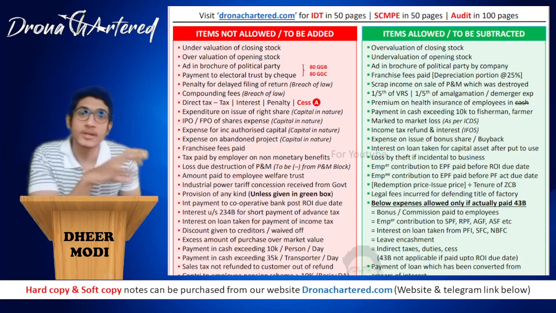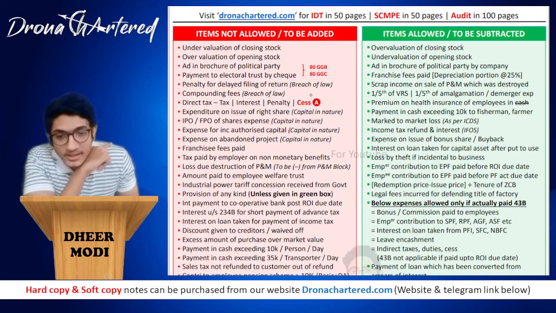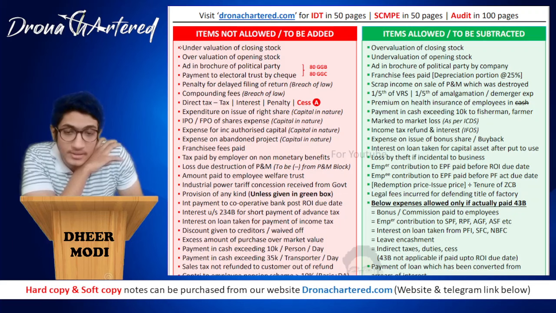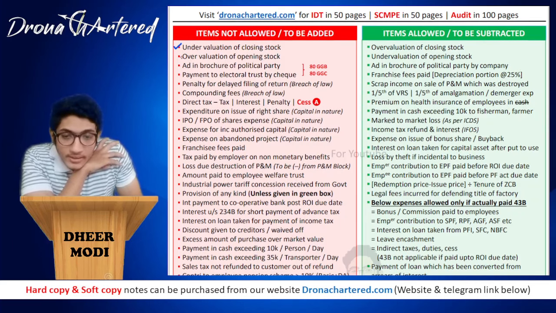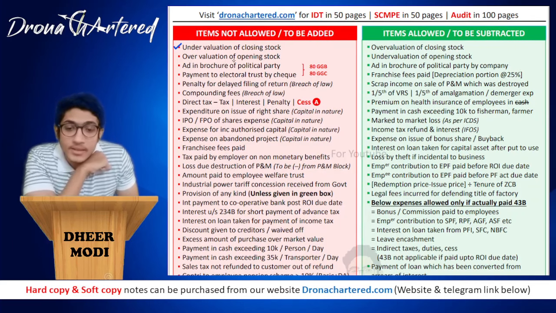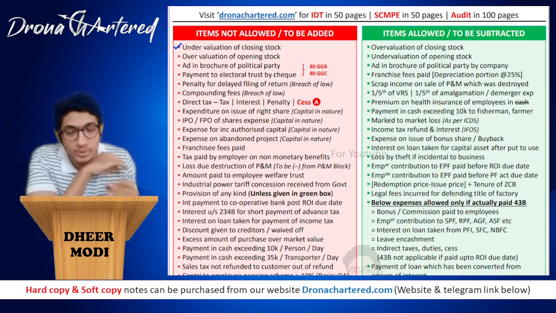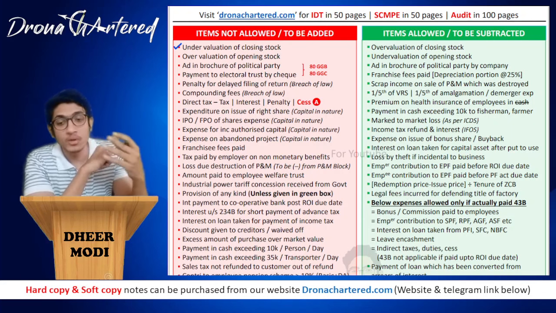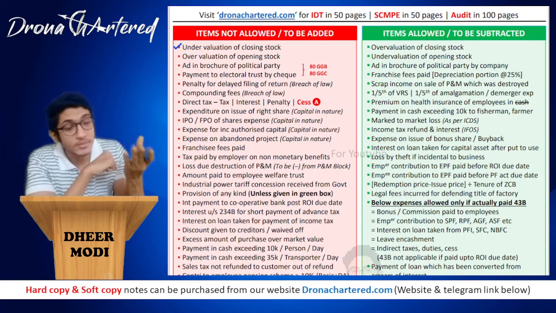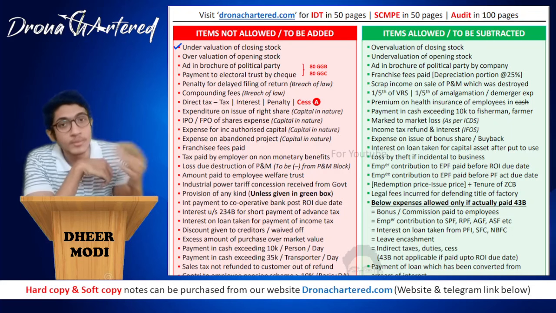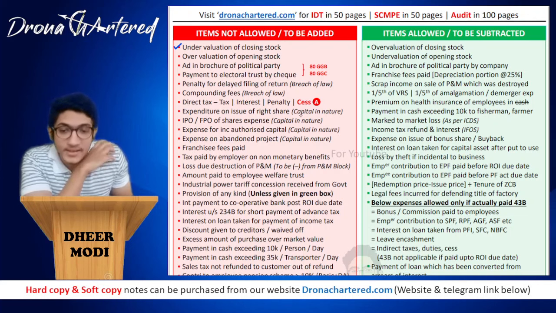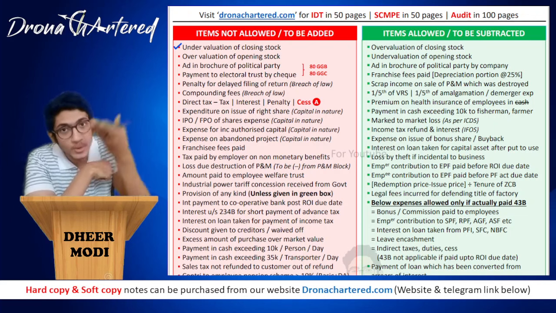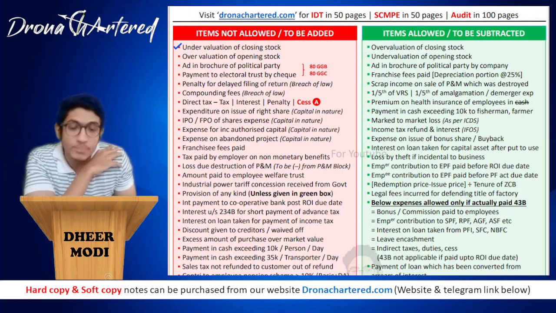So all your May 2023 amendments have also been incorporated in this, and it's a part of the DT in 50 pages. So your first point with regards to addition is undervaluation of closing stock. Now, if your closing stock is on the credit side and you undervalue your closing stock, that means you are showing less income. The moment you show less income, you are paying less tax.